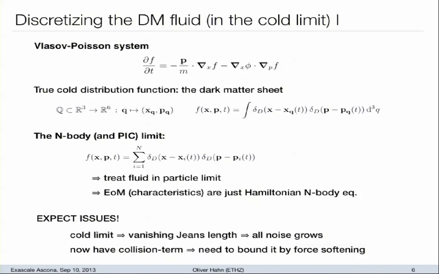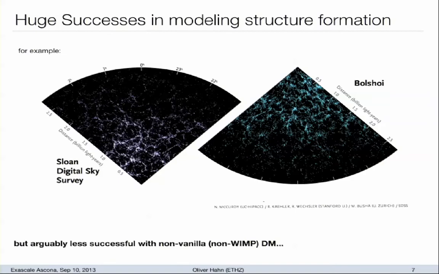And the other problem is, since we're in the perfectly cold limit, we have a vanishing Jeans length, which means everything's unstable. All noise will potentially grow. Nevertheless, these caveats really point towards the next slide.